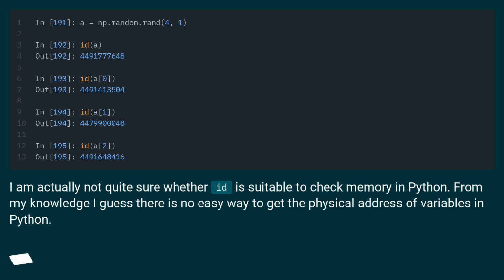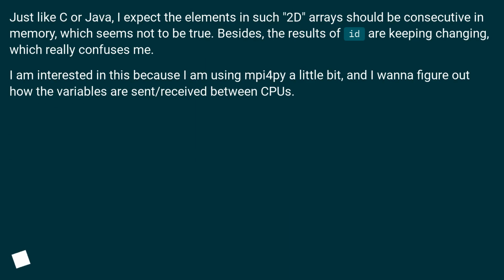I am actually not quite sure whether it is suitable to check memory in Python. From my knowledge, I guess there is no easy way to get the physical address of variables in Python. Just like C or Java, I expect the elements in such 2D arrays should be consecutive in memory, which seems not to be true. Besides, the results of it keep changing, which really confuses me.